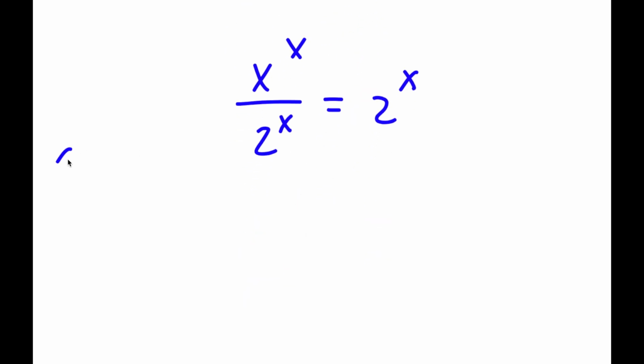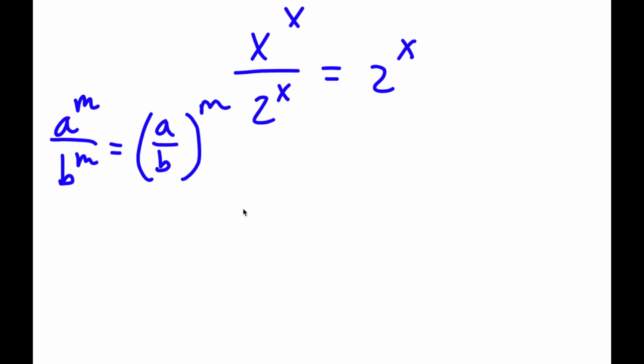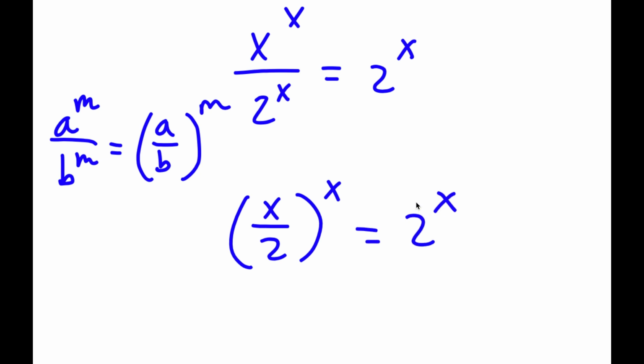Now, if I have something in the form a to the power of m over b to the power of m, this is equal to a over b to the power of m. So x to the power of x over 2 to the power of x is going to be equal to x over 2 to the power of x, which is equal to 2 to the power of x.